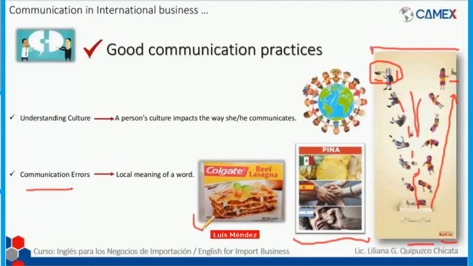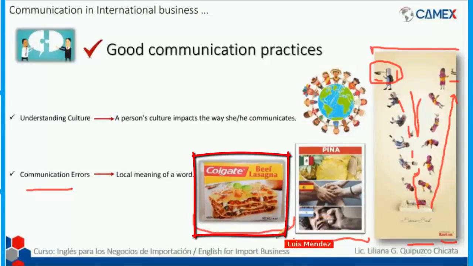Also, I don't know if you have seen this one, the Colgate beef lasagna. Colgate. What do you think when you hear Colgate? So, in this case, communication error also means not just the disrespectful or literal meaning of a word, but also what a country or a culture thinks of something. In this case, a brand.